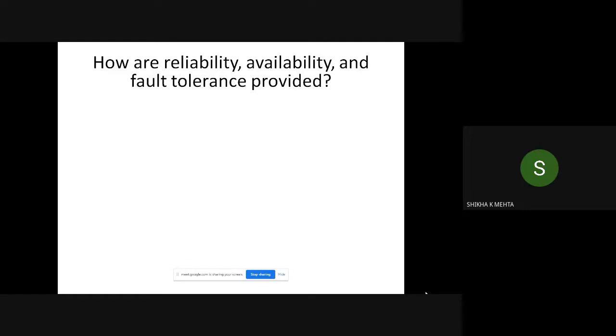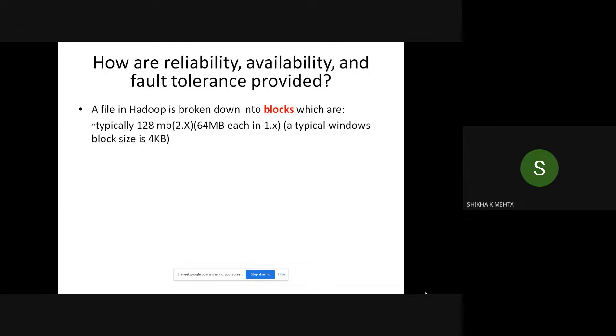Now, how are reliability, availability, and fault tolerance provided? A file in Hadoop is already broken down into blocks, and we have to understand the size of the block. In the first version of Hadoop, the block size was 64 MB, but in the new version 2.x that we are going to use, the size of the block is 128 MB. So whatever the size of your file, it is broken down into blocks of 128 MB.